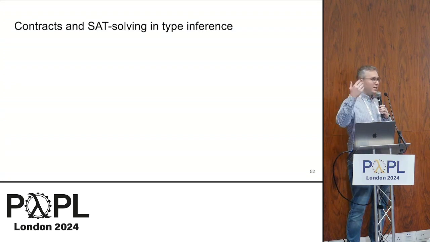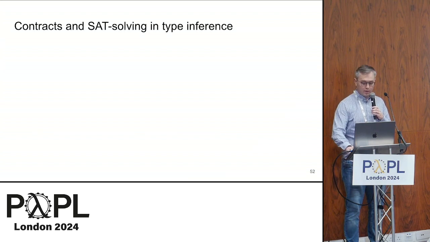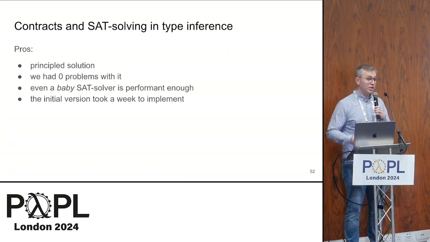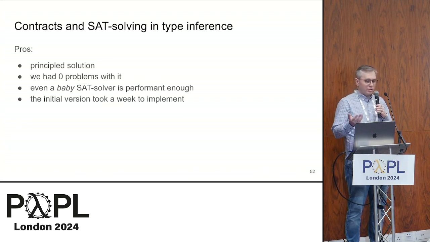So just reflecting on the contracts and SAT solving in type inference, there are pros and cons, of course. The pros are that this is a principled solution, and you can actually extend it. You can also apply the same SAT solving to, let's say, reason about feasible and unfeasible paths with these type trees. So there are lots of applications. But even for contracts, we had zero problems with it. It just worked, and even a baby SAT solver was performant enough.